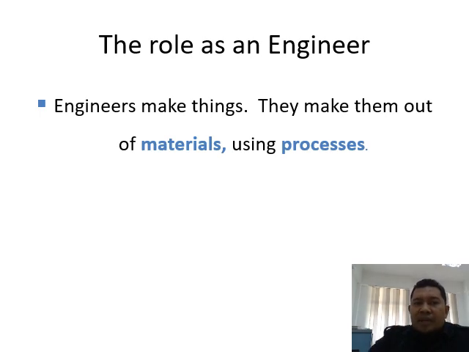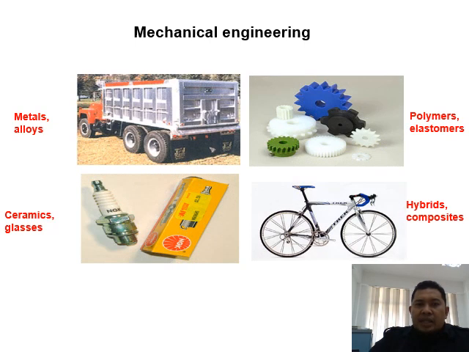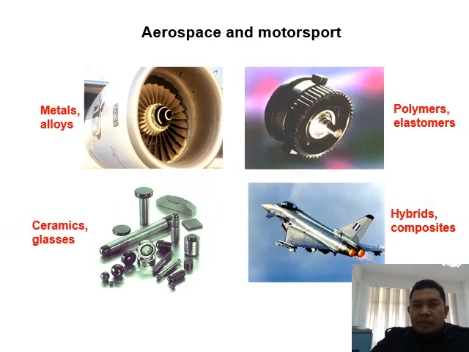And then the role of engineers: engineers make things, and they make them out of materials using processes, obviously. Okay, and then you have mechanical engineers. So you can use metals and alloys, polymers, elastomers, ceramics, glasses, hybrid composites, and so on. And then you can use the materials in aerospace and motorsport.